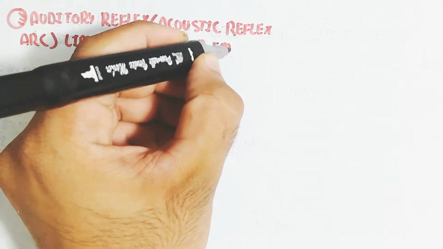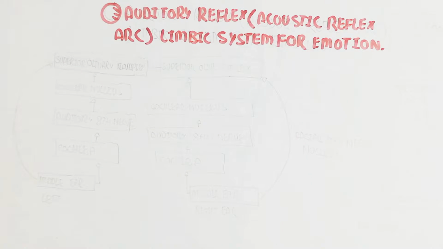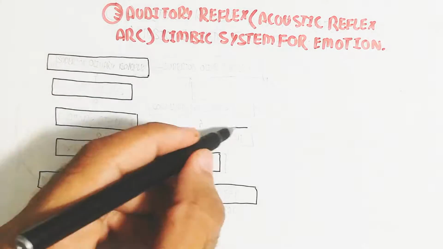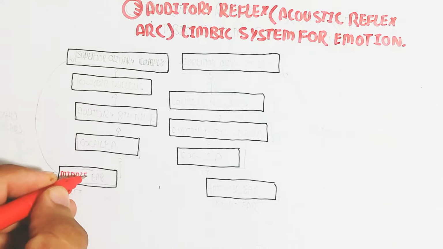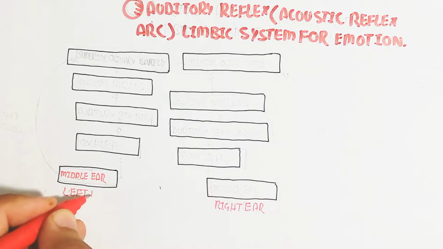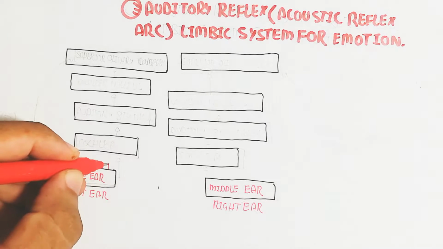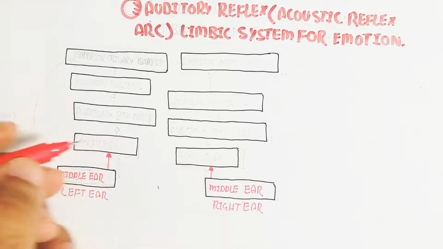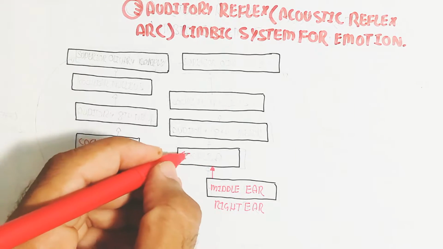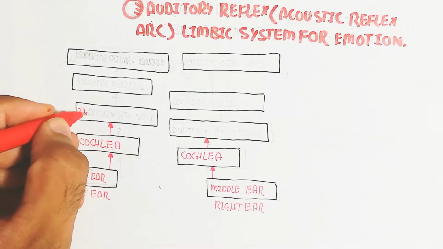We will also learn about the limbic system for emotion, the changes of the emotion after the voice, after the sound. So here is the middle ear, left and right. Remember, we are discussing the whole summary first. This is the middle ear that transmits the signal to the cochlea, and in the cochlea the vibratory cilia vibrate after the voice.